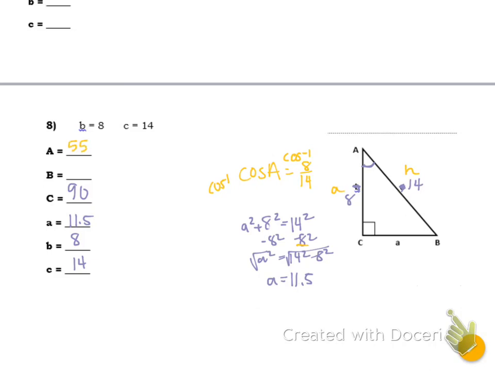Then we can add that plus 90. So 90 plus 55 is 145, and 180 minus that 145 is going to get me 35 left for this one. So you have to do inverse to find an angle. So that might be something you want to write down.